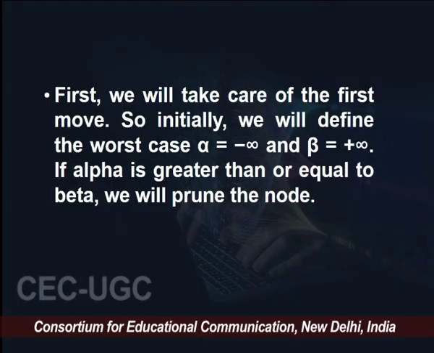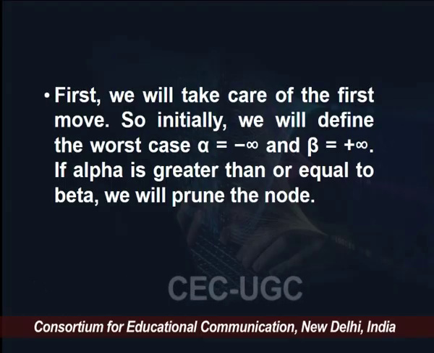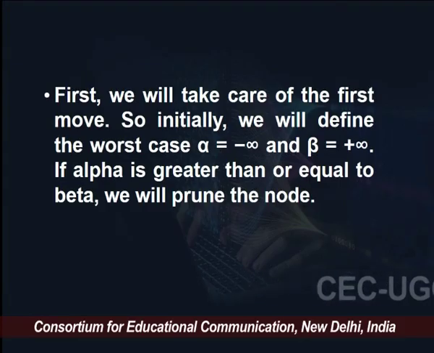Now, to prune the nodes or branches, what is the condition? I have already told you in the last lecture that when alpha is greater than or equal to beta, only then are we going to prune the node. Here, that is not the situation, because alpha is minus infinity and beta is plus infinity. So we are not going to prune anything because alpha is less than beta. Now you understand the rationale behind keeping alpha as minus infinity and beta as plus infinity.